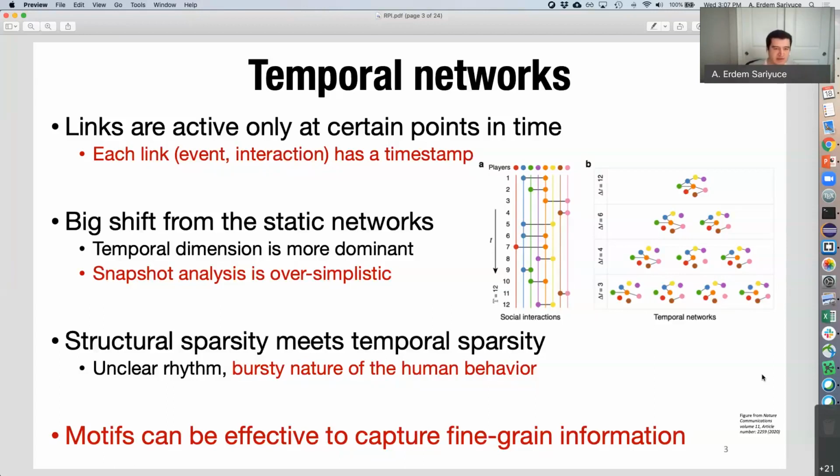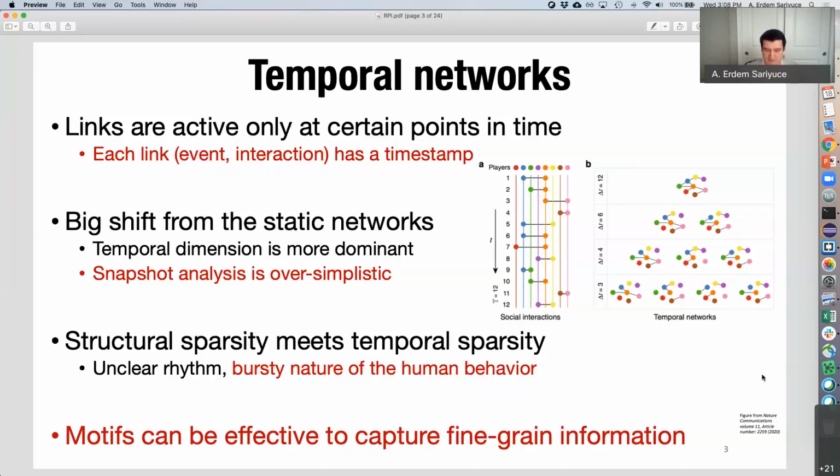In the simplest way, this can be characterized as each link, or as we call it, event or interaction, having a timestamp. So we consider some kind of a timeline, as very nicely shown in this figure. During that timeline, pairs of nodes are interacting with each other. They can interact again; repetitions are possible. There is basically no constraint on how they can interact with each other. The simplest way to look at this is to put a timestamp attribute on each event. This is a big shift from the classical static network literature. So temporality is pretty important.